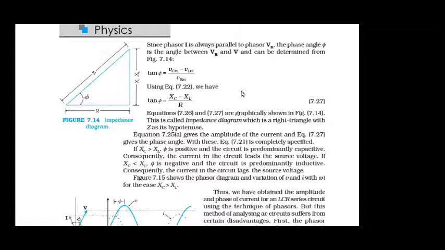Since phasor I is always parallel to phasor VR, the phase angle phi is the angle between VR and V. So phi can be determined from figure 7.14. Tan phi is equal to VCM minus VLM upon VRM, that is, perpendicular upon base. Perpendicular is VCM minus VLM, and base is VRM. So using equation 7.22 we get tan phi is equal to XC minus XL upon R.